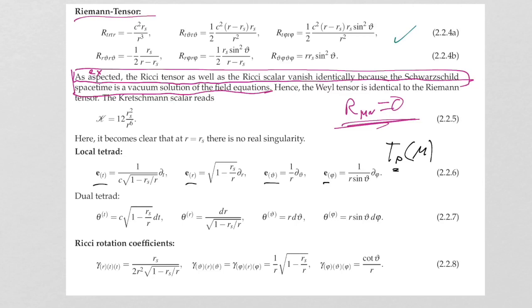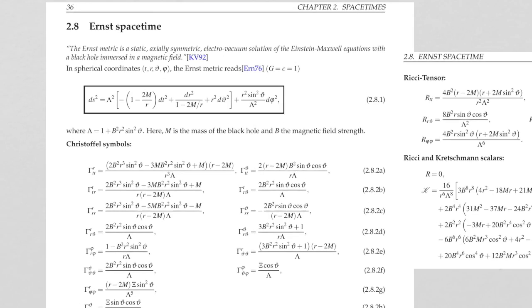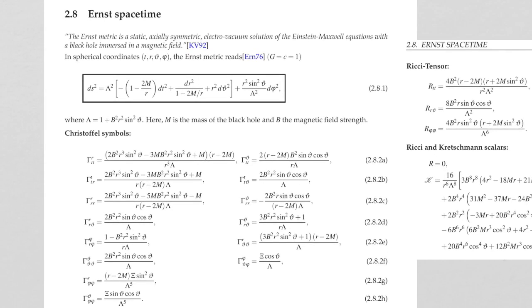Now, there are other spacetimes where R mu nu is not equal to 0. Let's see if I can pull up an example. So here's one from the catalog. It's called the Ernst spacetime. The metric is a statically axially symmetric electrovacuum solution of the Einstein-Maxwell equations with a black hole immersed in a magnetic field. So the stress energy tensor on this side is actually the Maxwell equations. So there's an electromagnetic thing going on, and there's a black hole involved too. This thing's crazy, right? But here it is. This is the metric of this thing.